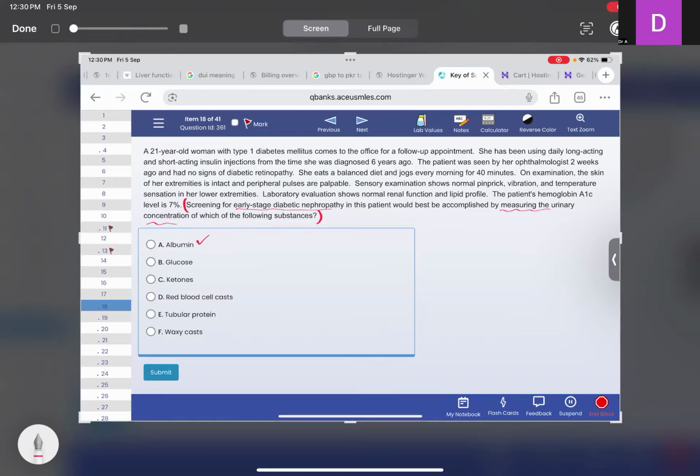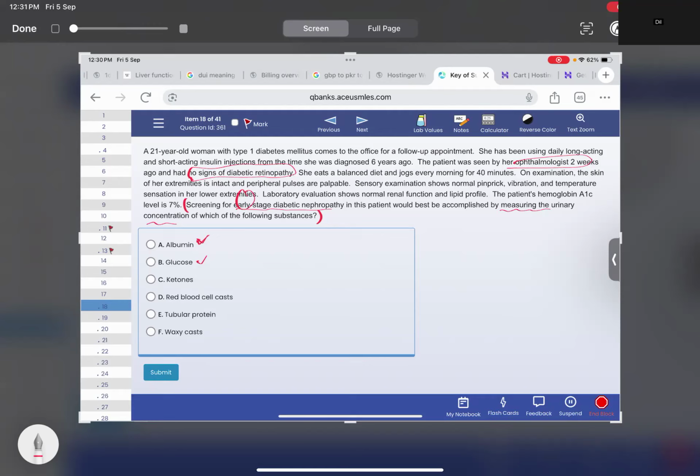Okay, they have given that no signs of diabetic retinopathy on ocular examination, right? So they are asking about early stage, okay? Early stage will be seen through albumin. The glucose will tell us about the diabetes, but it does not tell us about diabetic nephropathy.